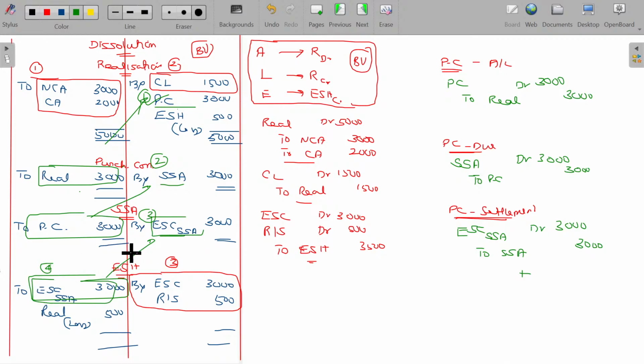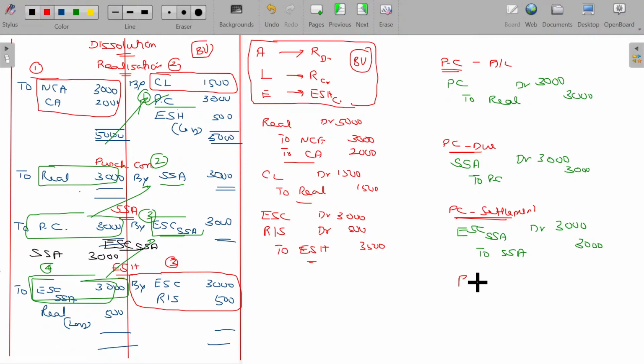Three and four. Otherwise, you can have one more ledger here: equity share capital of SSA. Then the entry will come here and here. That's how you can introduce one more ledger also. For that one more ledger, I just show this way. See how this will happen. So here, equity share capital of SSA. Here, SSA account 3,000. So now we got this one. The settlement is done. Okay, this is the settlement entry.